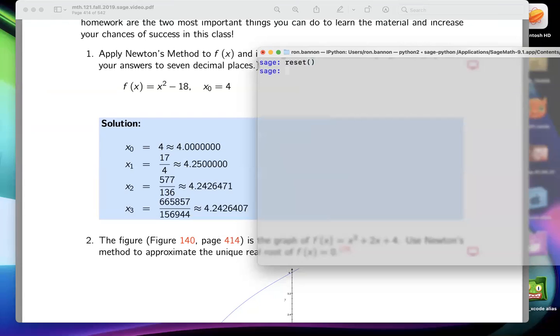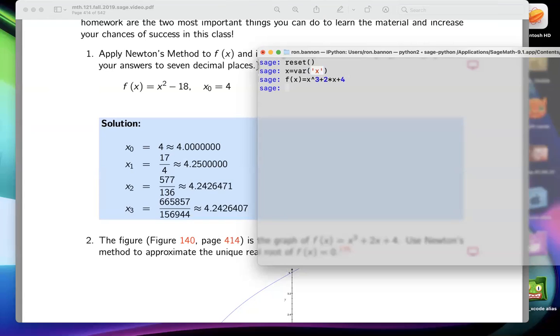I'm trying to remember. I'm going to set X to be a variable. And what's the variable? It's X. And then I'm going to write down what F is now. I think I can do it. And what's F? F of X is X cubed plus 2 star X plus 4.